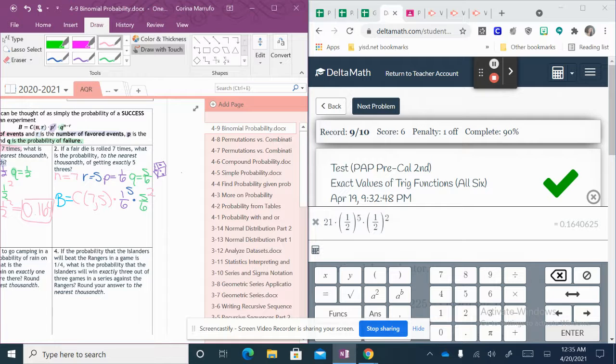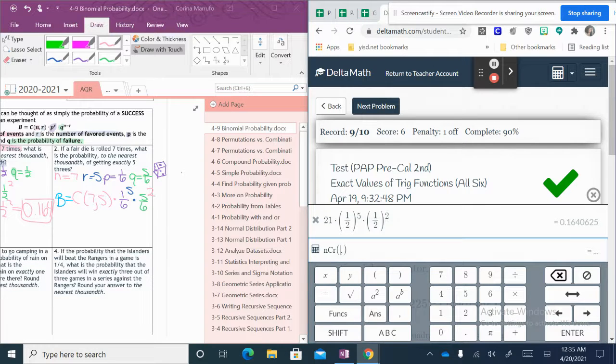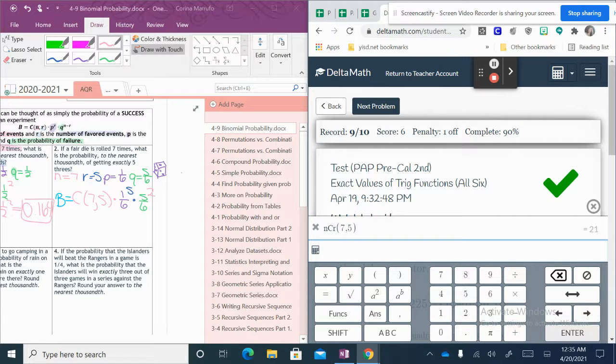Okay, so now I'm going to put this in my calculator. I'm going to start off with my combination. So my combination is 7, 5. I hit enter, and that gives me 21. So I can have the same numbers again. So B equals 21 times 1 over 6 to the power of 5 times 5 over 6 to the power of 2.